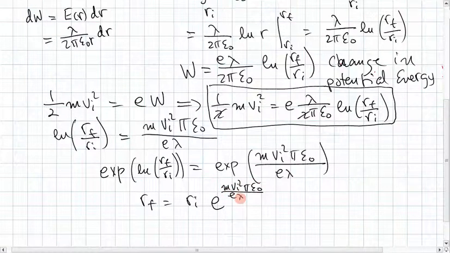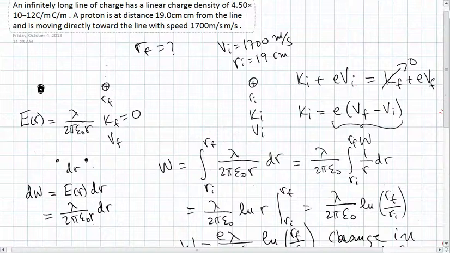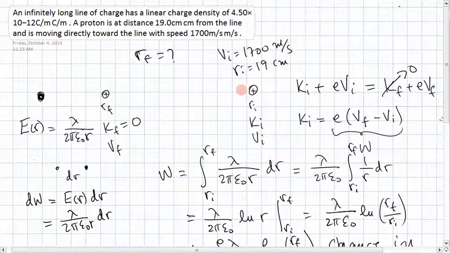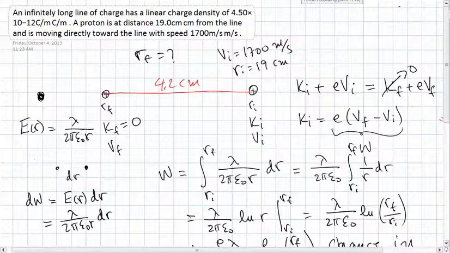And when you put your numbers in there, you're going to find that Rf is equal to 0.158 meters, or 15.8 centimeters. So basically, if we go back to this picture, this distance here, from 19 to 15.8, is 4.2 centimeters. Okay, that is this problem for now, and I'll see you back with another problem.